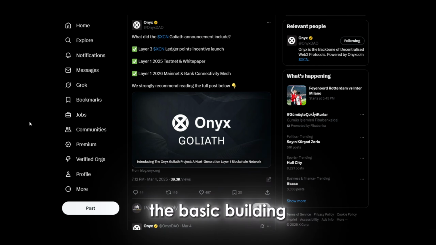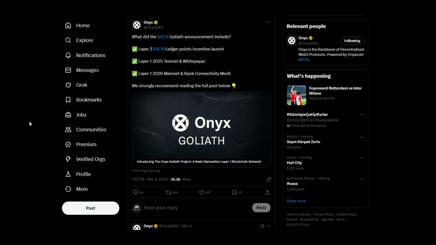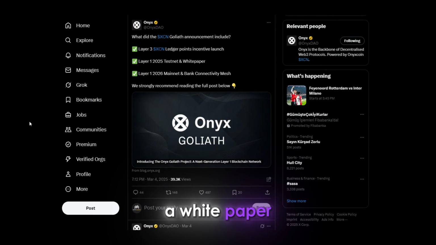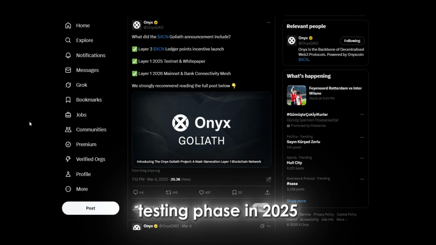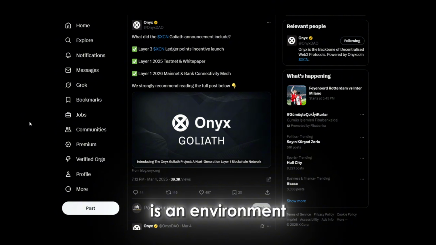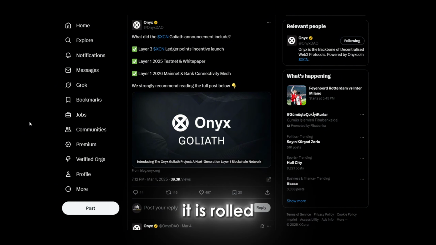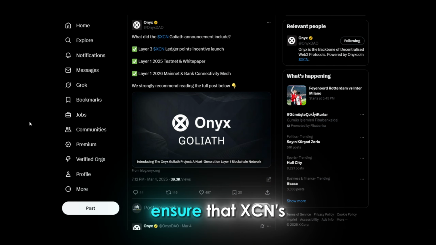The second item is an announcement about Layer 1's testnet in 2025. Layer 1 is usually the basic building block of a blockchain. This announcement states that a white paper will be published with technical details of the Layer 1 network, which will enter the testing phase in 2025. The testnet is an environment used to test the network before it is rolled out on the main network. This is seen as an important step to ensure that XCN's blockchain infrastructure is robust and reliable.